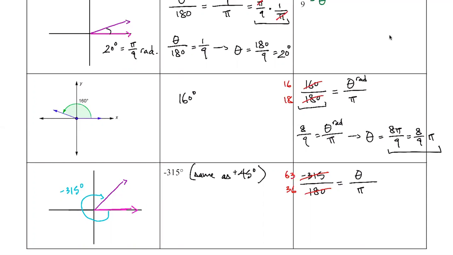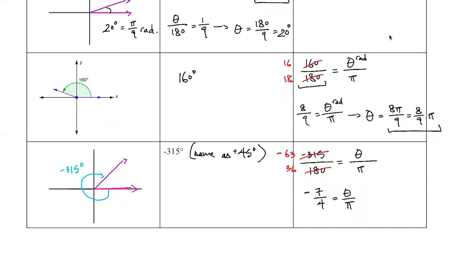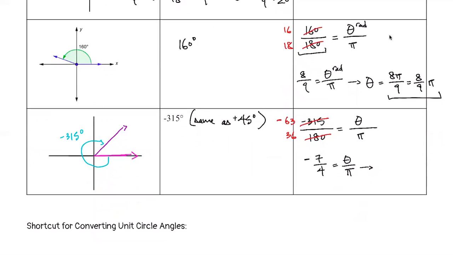I think 9 does, yeah? 9 goes into 63. How many times does 9 go into 63? Yeah, 7, okay. So 7 over 4, and that's theta over pi, and let's not forget that negative sign, right? Negative 63, so it's a negative 7 over 4. And so when we get our final answer, we could write it as negative 7 pi over 4, or negative 7 over 4 pi. Okay.